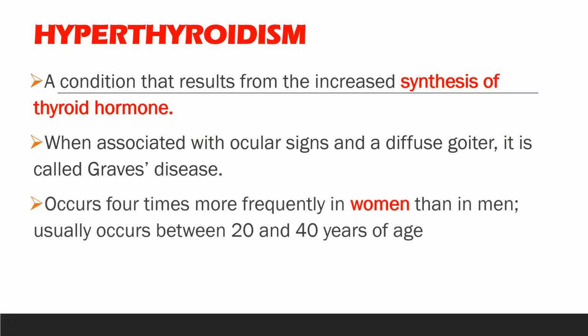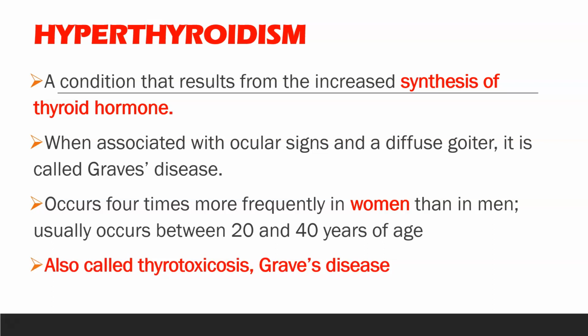So, it occurs 4 times more frequently in women. I think the female population really has a higher risk of suffering from thyroid gland problems than men. So, it usually occurs between 20 to 40 years of age.